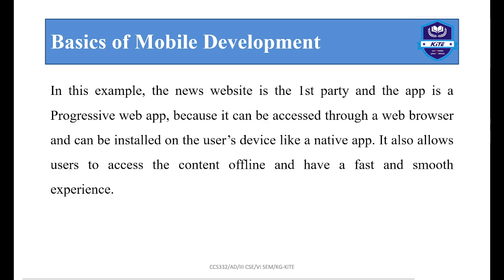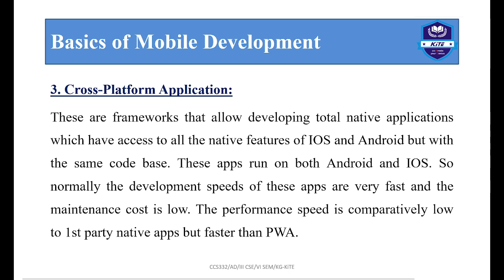For example, whenever there is a notification, for instance from Facebook, if you click it, you could either use your app to open it or a web browser to open that particular message. So these are examples of progressive web applications. They allow users to access content offline and have a fast and smooth experience. Now we'll see the third and last type, cross platform applications.